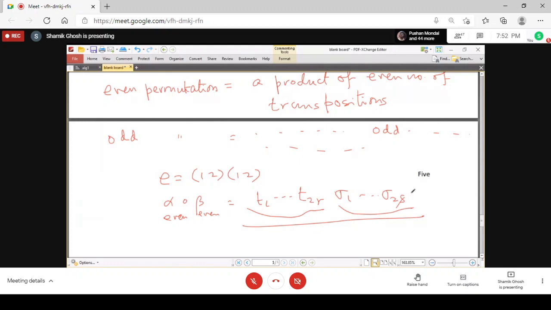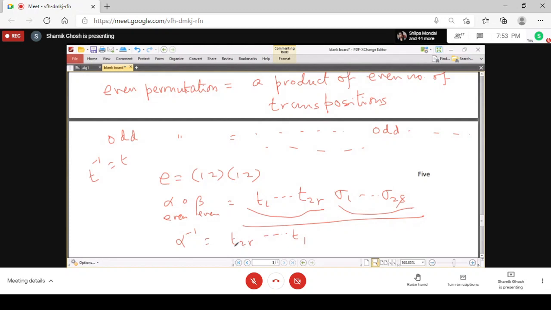And therefore the product of two even permutations is always an even permutation. And also, finally, if we compute alpha inverse, then this is just writing this in the opposite way. Now every transposition's inverse is itself, that is, T2R inverse is T2R itself, and I am writing it just in the opposite way.